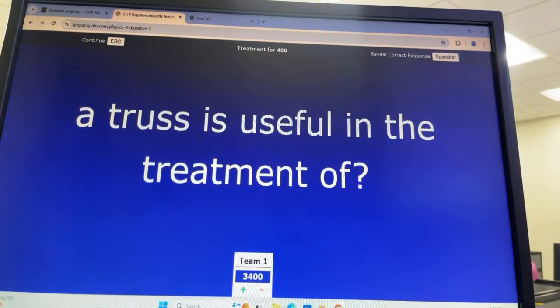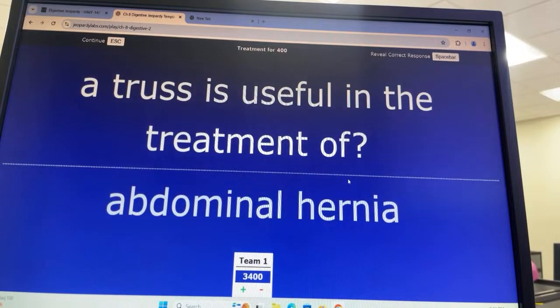All right, a truss is useful in the treatment of what? What was a truss? Abdominal hernia. Yep, it was that brace. Remember that picture of that man with the brace around his abdomen to help press the hernia back in? So that's what it tries to help fix.